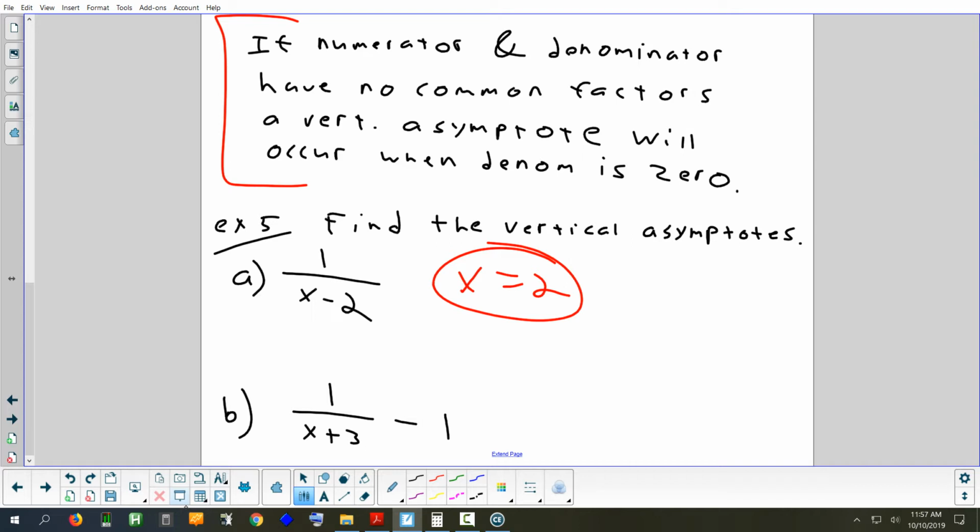Would it be negative 4? Negative 3. This minus 1 has nothing to do with it. This would affect a horizontal asymptote. This affects vertical. Okay? This minus 1, I could make it a minus 12, and it's still the same answer. X equals negative 3.